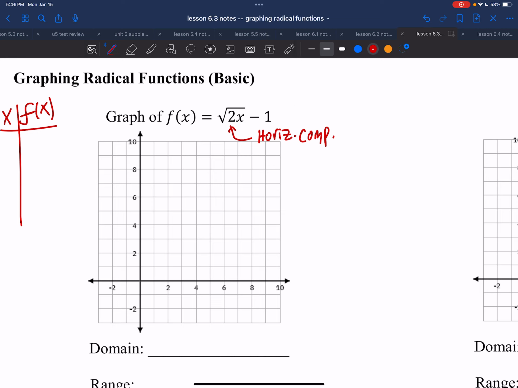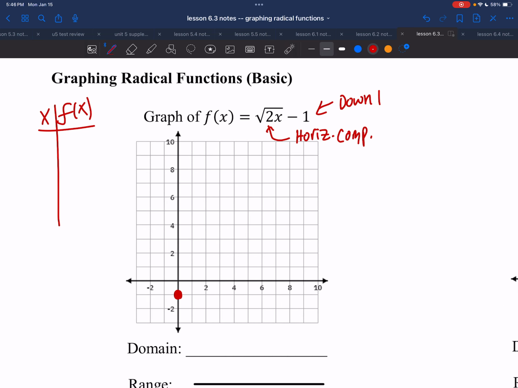This 1 is moving down 1. So the only thing that affects that endpoint is the translation down 1. So I do know that I have an endpoint here. It went from the origin, 0, 0, and it moved down 1. So I say, okay, well, then that means the point is 0, -1.